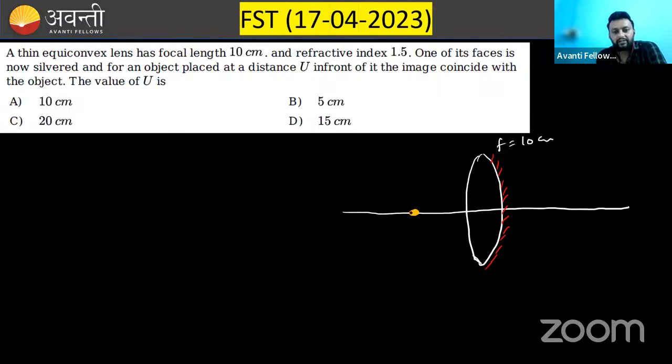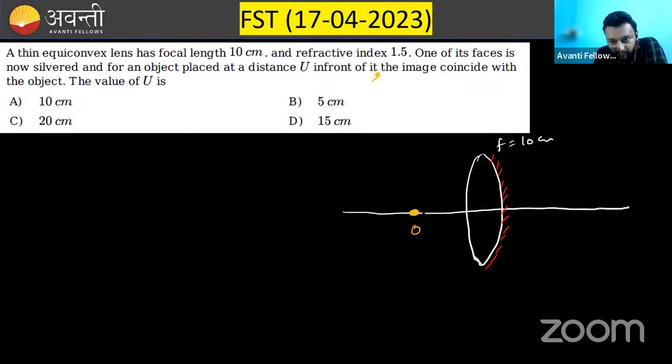at a distance u, in front of it, the image, there should be a comma, the image coincides with the object. The image of this object is coinciding with the object itself. What is the value of u they are asking? So now listen very carefully. For image formation, we need at least two rays. We need at least two rays.